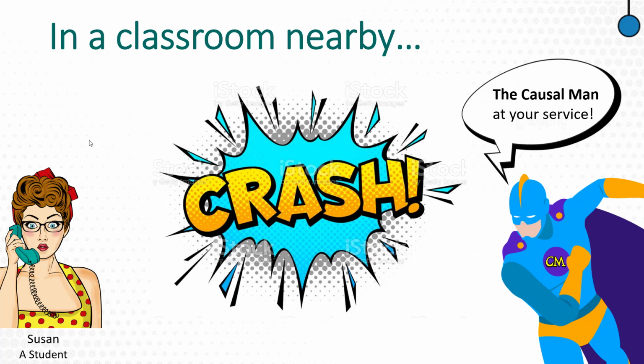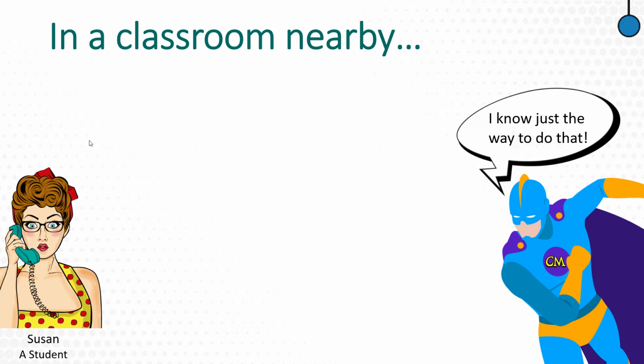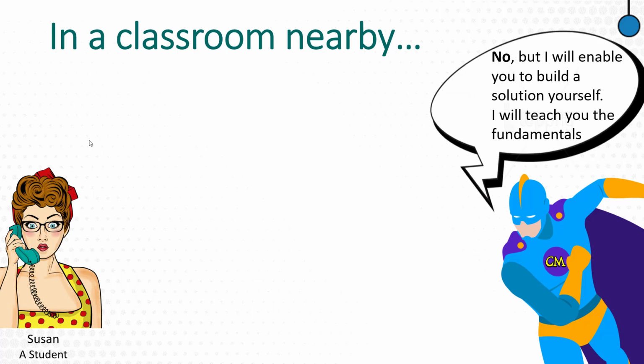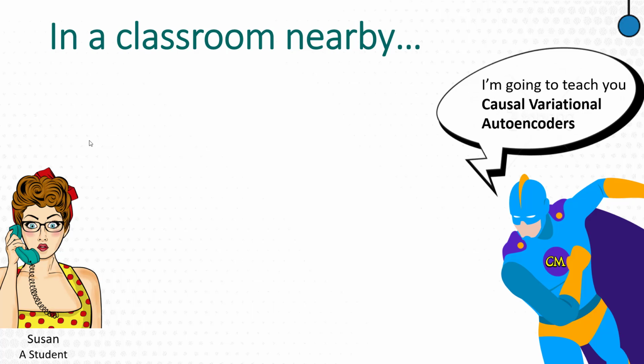Who appears? It is the Causal Man. And Causal Man says, "I just know exactly the way how to do it." So Susan asks, "Will you do it for me?" "No, but I will enable you to build a solution yourself. I will teach you the fundamentals. I'm going to teach you causal variational autoencoders."